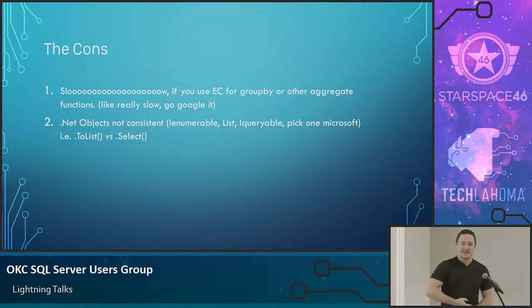With that being said, another small con: the .NET objects, in my experience, have not been consistent. I want a specific object. If I'm going to query something and you have an object called an IQueryable, please give me an IQueryable. If I change it and you give me something else that doesn't cast to whatever I need, it hurts, right? Because I have to do a lot of workarounds.